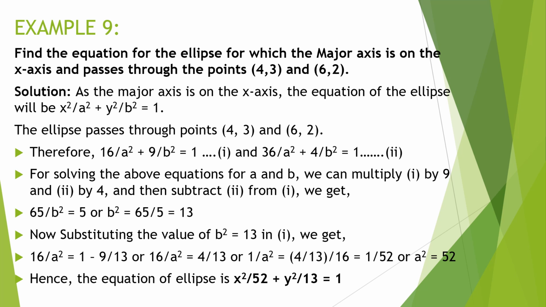Now these are two simple equations which, like you solve any other pair of equations, you can solve any way. Easy way is you can multiply 1 by 9 and 2 by 4 and then subtract 2 from 1. So you will be getting the value of b square as 13. Substitute the value of b square as 13 in any of the above equations, 1 or 2. You will get a square equal to 52. So what will be our equation? X square upon 52 plus y square upon 13 equal to 1.